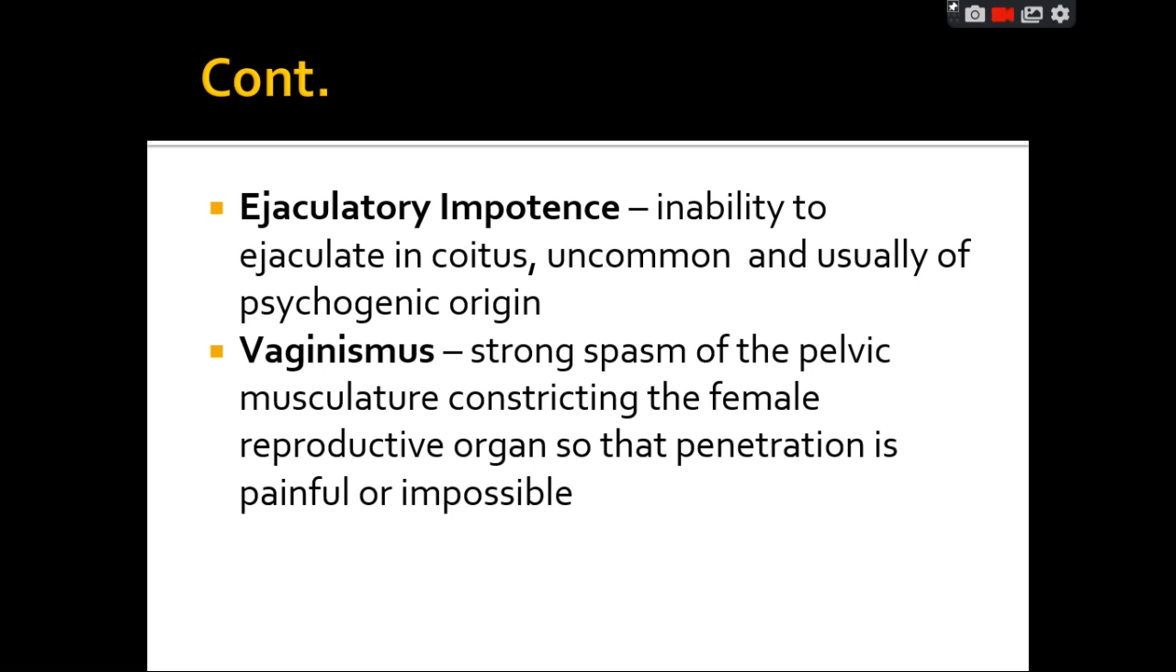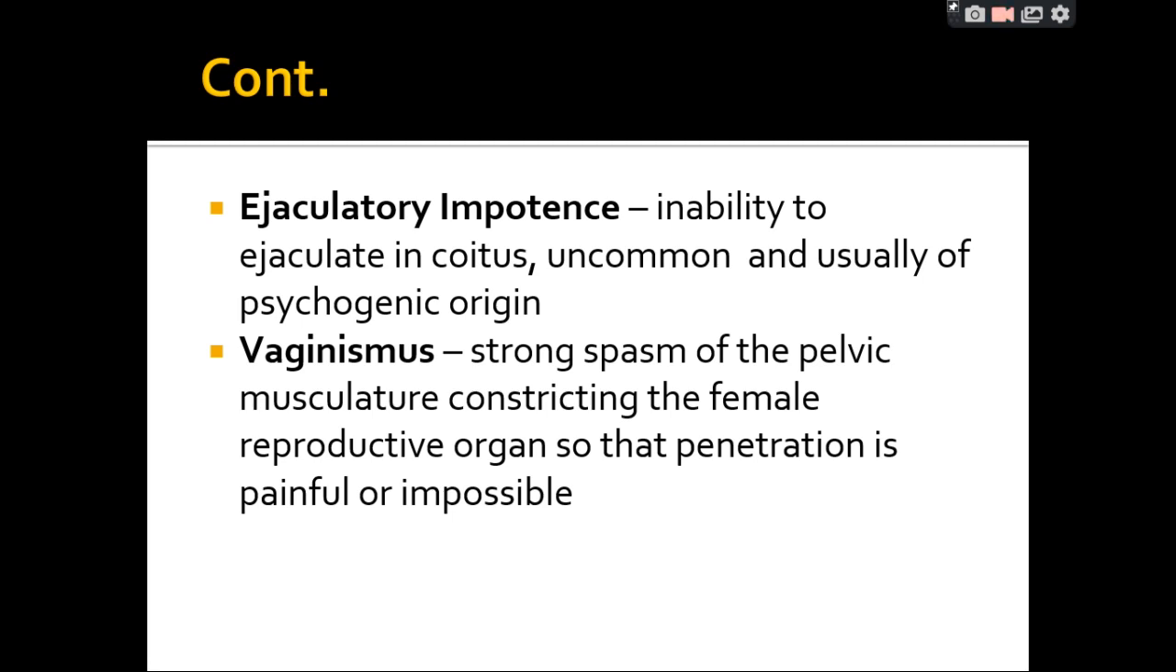And then we have ejaculatory impotence. So this is the inability to ejaculate in coitus. Okay? So this is rare and usually psychogenic in origin. So most probably there might be a psychological reason or psychological trauma that has been associated with this kind of sexual problem. And we have vaginismus.